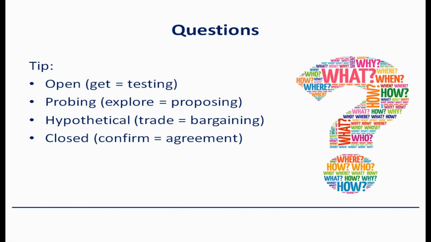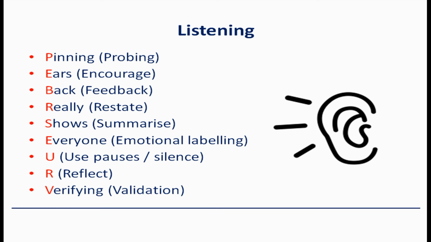The guide provides details on the types of question that can be used. These should be linked to the behaviour you are demonstrating in the negotiation. When testing, you are trying to get information. Use open questions. When proposing, you are exploring possibilities. Use probing questions. When bargaining, you're attempting to trade variables. Use hypothetical questions to see what is exchangeable. When coming to agreement, you need confirmation. Use closed questions.